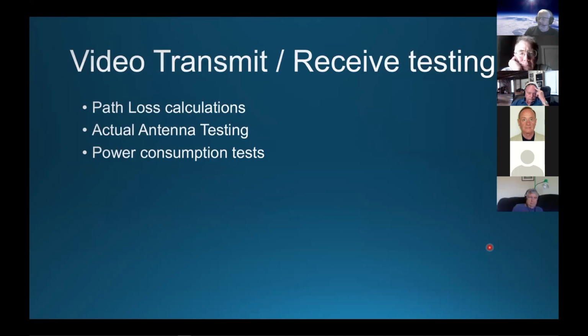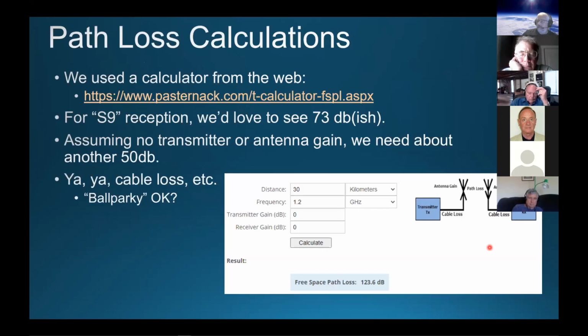So let's talk a little bit about transmit and receive testing. I had to calculate basically how much power we needed to transmit with to actually receive video from space, and antenna testing and power consumption and so forth. So again, like any good geek, when I want to figure something out, I Google, and I found a free space path loss calculator.